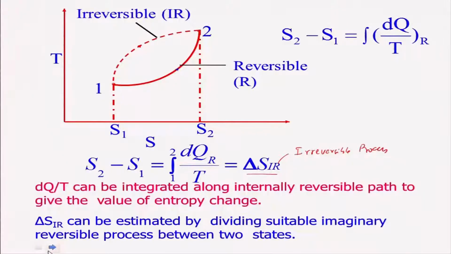That means we can find out the entropy change for an irreversible process between two states by considering a reversible process. In other words, you can substitute an irreversible process with an internally reversible process, and so far as the state is the same, the entropy change will be the same. So, the change in entropy for an irreversible process is determined very easily by devising a suitable imaginary reversible process between two states.